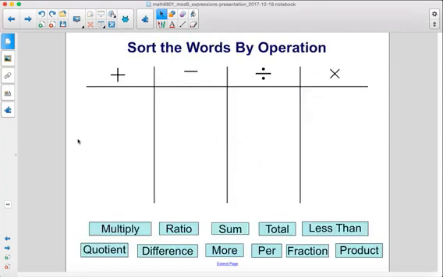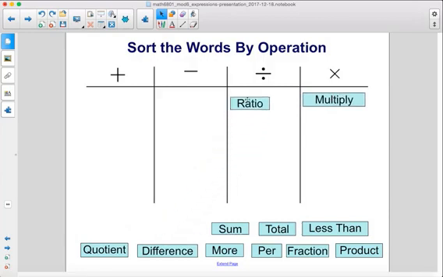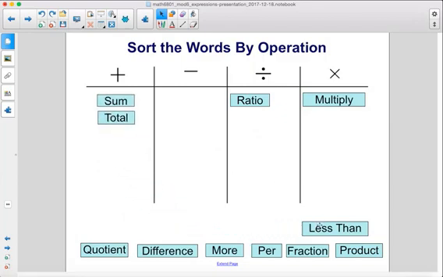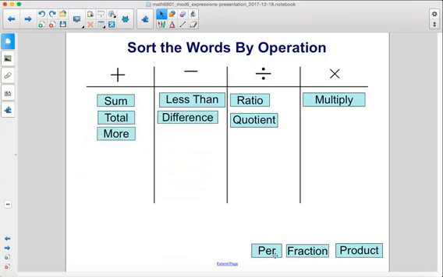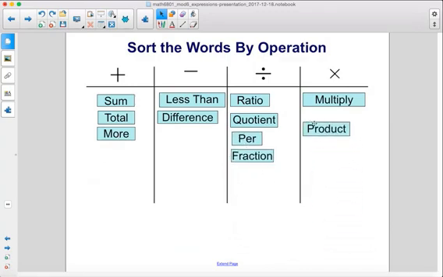Sort the words by operation. All right, multiply, well, that's multiplication. Ratio between two numbers, that's division. Sum of two numbers, that'll be addition. The total will be addition. Less than is subtraction. Quotient is division. Difference is subtraction. More will be addition. Per is division. Fraction is also division. And product is multiplication.